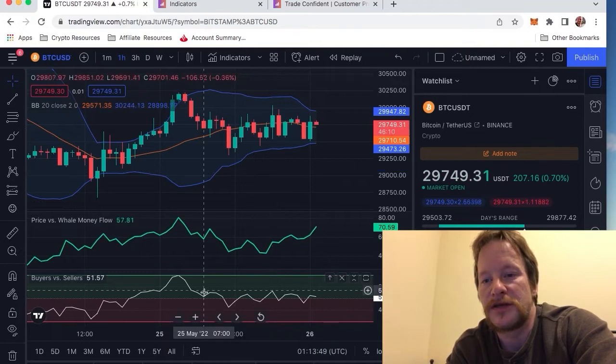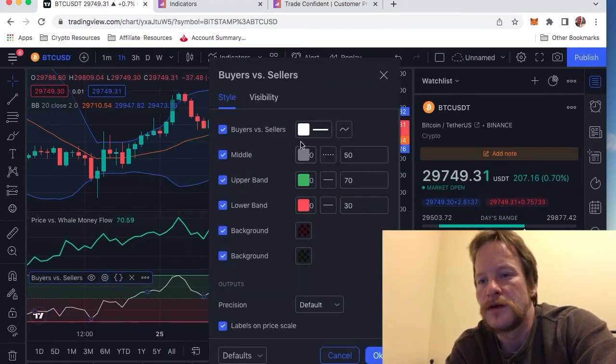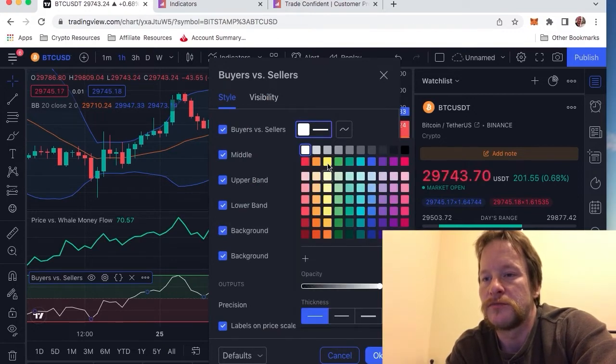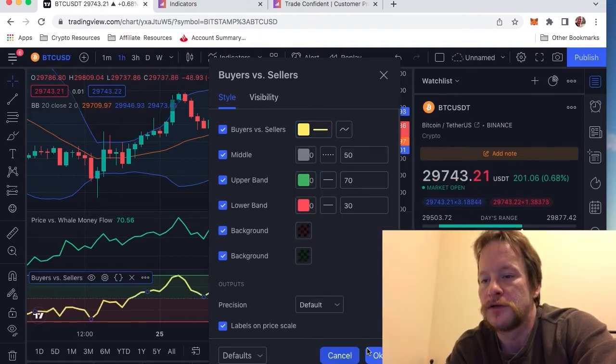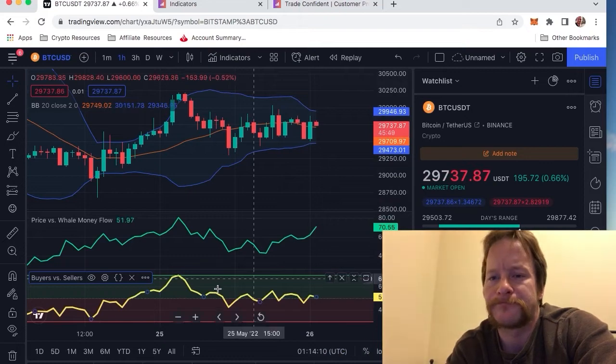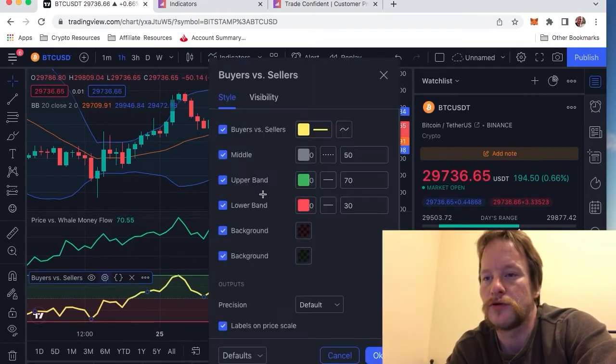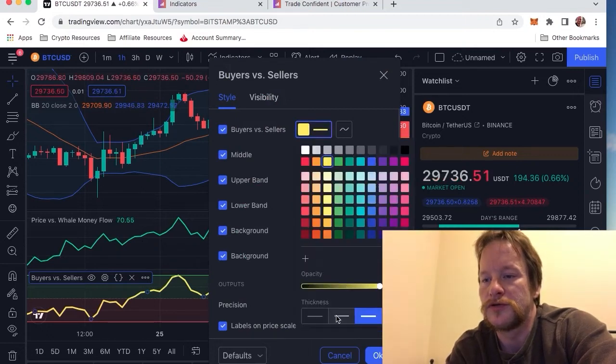Let me make this one a little bit more so you guys can make it out. Okay, buyers versus sellers. Make it a little clearer for you guys. Okay. No, let's make this a little bit smaller. Too wide.